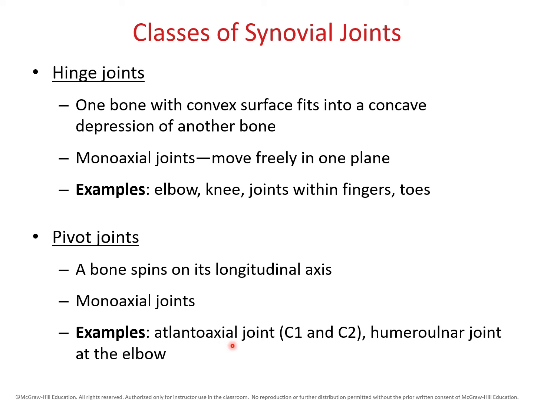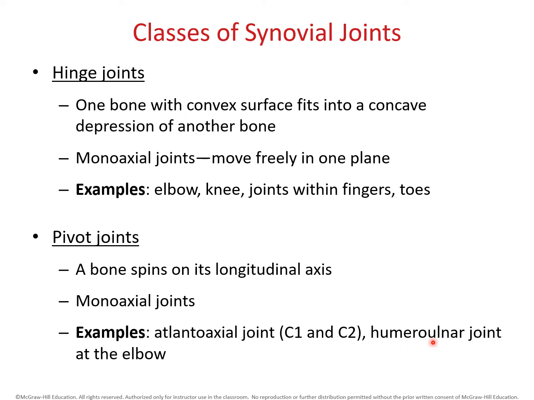Remember how easy the names of joints can be as long as you know the names of your bones? That's all it takes. So, atlantoaxial joint. This is a pivot joint, monoaxial. You can only move in one direction. We talked about how you can move your head from left to right at this joint.